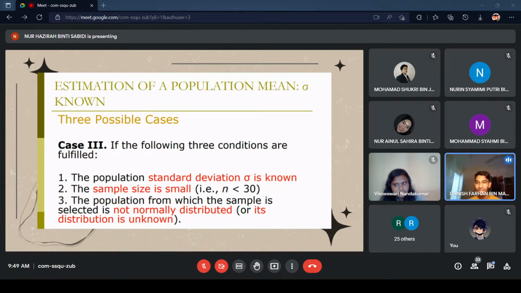For the third case, there are three conditions. The first one is the standard deviation of the population is known. The second one is the sample size is small. And the last one is the population from which the sample is not normally distributed or its distribution is unknown.